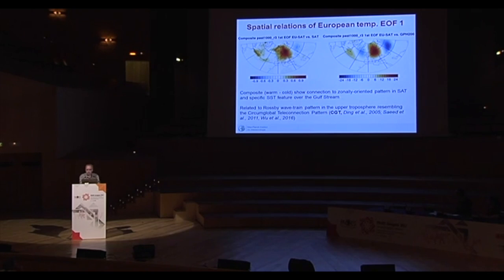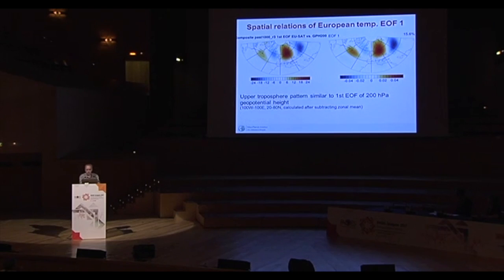Some people call such a feature that you see on the right-hand side, so this is the geopotential at 200 hectopascal in the upper troposphere, a wave train in Rossby waves. Some people also call it the circumglobal wave train. The right plot here is the first EOF of the geopotential at 200 calculated in a certain way, as it was defined in the literature to characterize the circumglobal wave train.